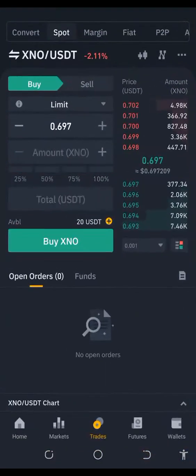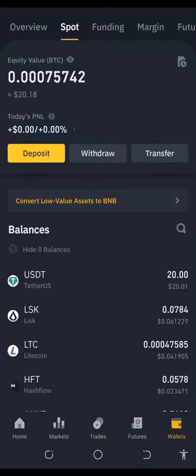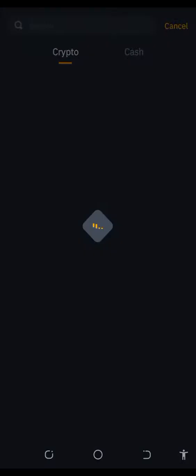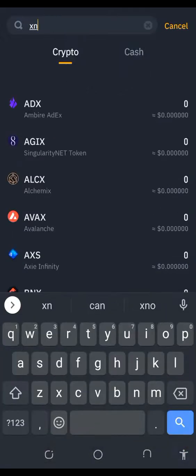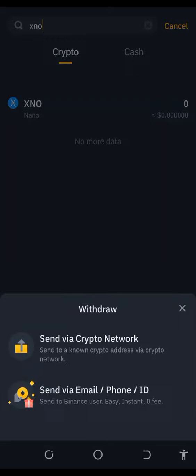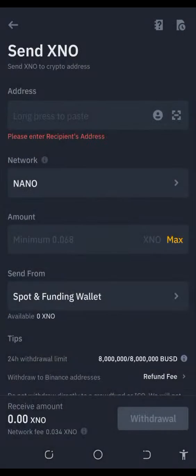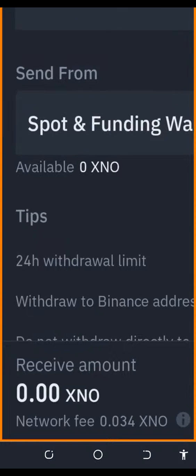All right, so let's click on the withdraw and see whether this is good. Okay, let's check on XNO, and let's see what the withdrawal network. Oh, it's also Nano. That's good. So what do we have here? The network fee is 0.034.